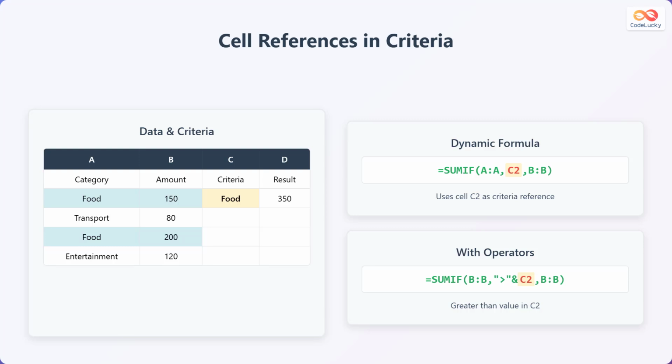Cell references can be used in SUMIF criteria to create dynamic and flexible formulas. Consider an Excel table with columns A, B, C, and D representing category, amount, criteria, and result respectively. To use the value in cell C2 as the criteria, the formula is =SUMIF(A:A,C2,B:B). To sum values where column B is greater than the value in cell C2, the formula is =SUMIF(B:B,">"&C2,B:B).